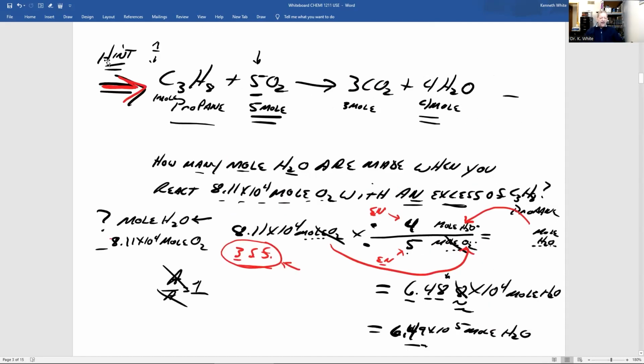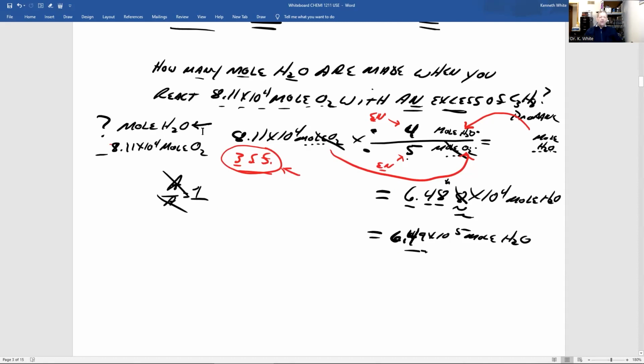Let's go through this again. How many moles of water are made when you react 8.11 times 10 to the 4th moles of oxygen, O2, with an excess of C3H8 propane? And you're given this balanced chemical equation. Now, what are we being asked to find? Moles of water. What are we given? Moles of oxygen. This is the only number we have to start with, moles of oxygen, 8.11 times 10 to the 4th.